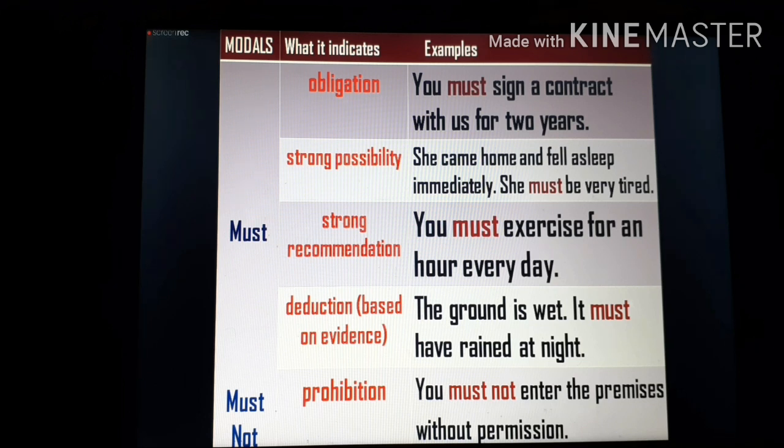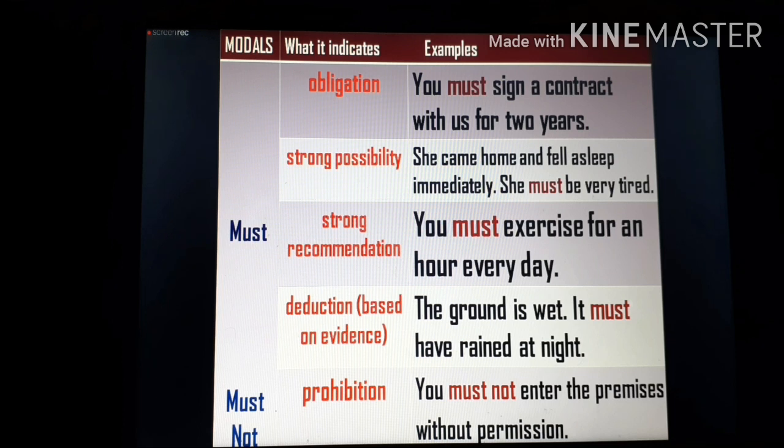You must exercise for an hour every day. This is a strong recommendation. The ground is wet. It must have rained at night. This sentence shows or indicates deduction based on evidence. There is an inference or a possibility that it had rained at night and thus the ground is wet.